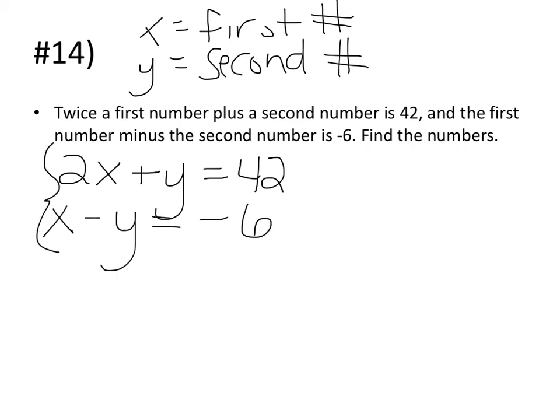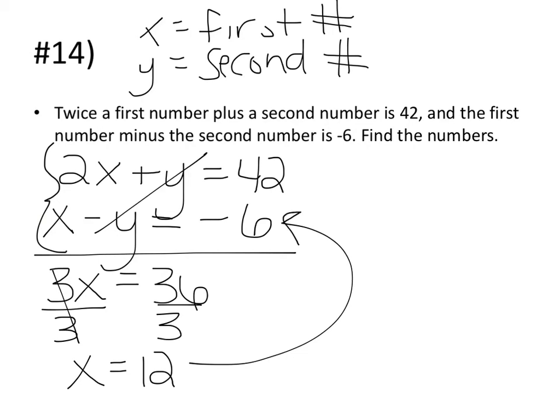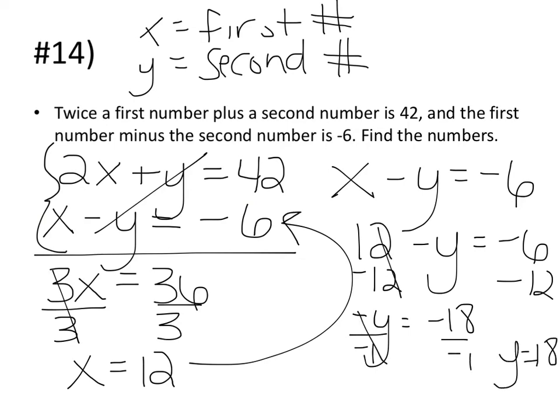Find the numbers. So this is a system. Again, elimination. My y's cancel. So when I add these up, 2x plus x is 3x is equal to 42 minus 6 is 36. Divide both sides by 3. You get x equals 12. Plug back into one of the equations. Doesn't matter which one. So I'm going to do x minus y equals negative 6. So I have 12 minus y equals negative 6. Subtract 12 from both sides. You get negative y equals negative 18. Divide both sides by negative 1. You get y equals 18. So your ordered pair is 12, 18.